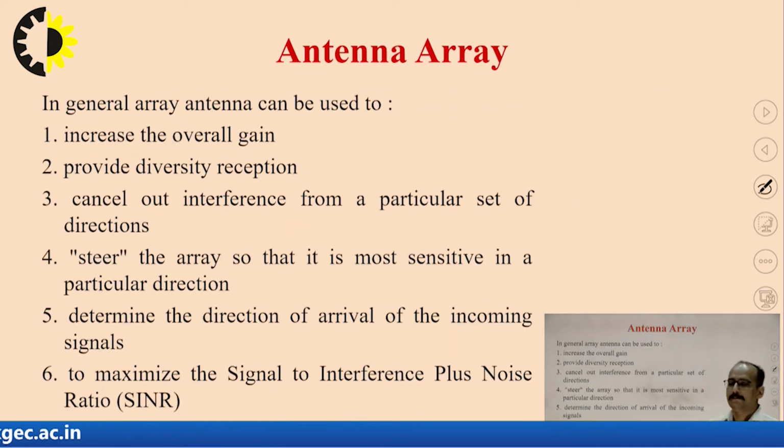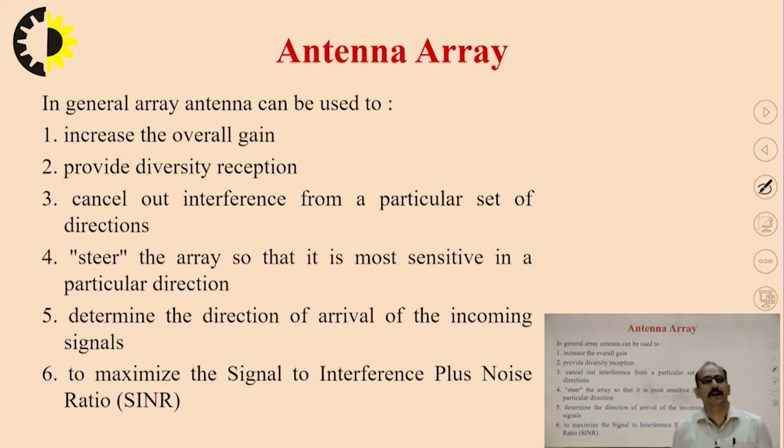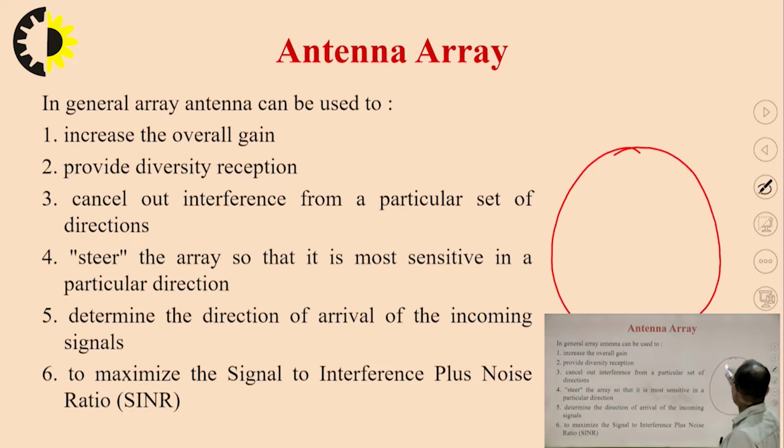Basically, these antenna arrays are generally used to increase the overall gain. Also, they provide diversity reception. They cancel out the difference from a set of various directions, and also steer the array so that it is most sensitive in a particular direction. As I told you, if you want to cover a specific direction through a beam, it means it is most sensitive. It will make the antenna array in such a way that it is most sensitive to a particular direction.